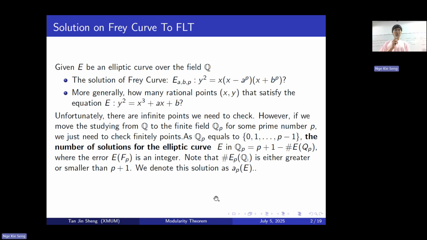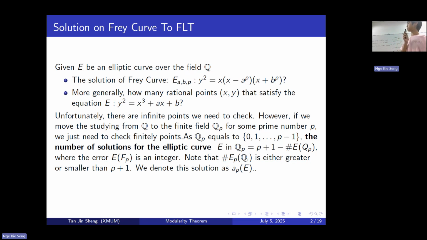Given an elliptic curve over the field Q, to solve Fermat's theorem, we actually need to study the solutions of the Frey curve. This is y squared equals x times (x minus a to the power p) times (x plus b to the power p), where a to the power p plus b to the power p satisfies the famous equation, which equals c to the power p.